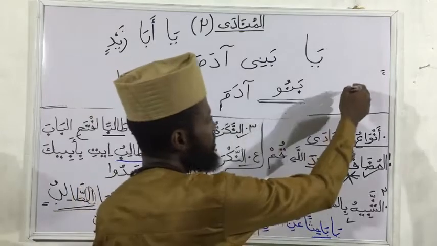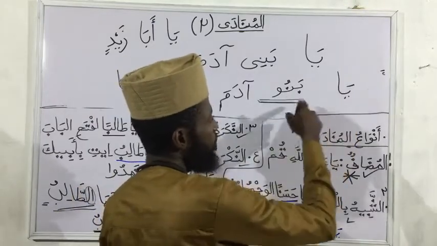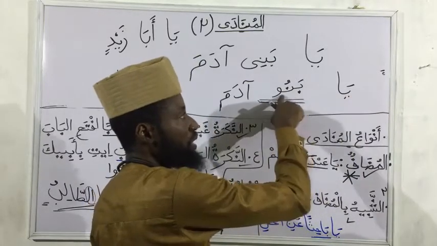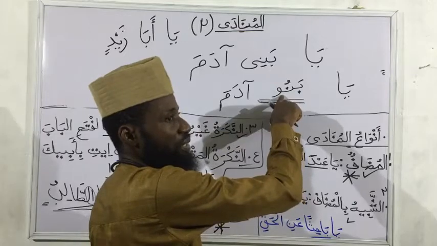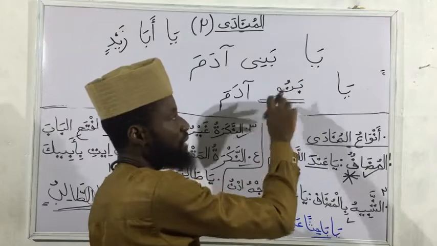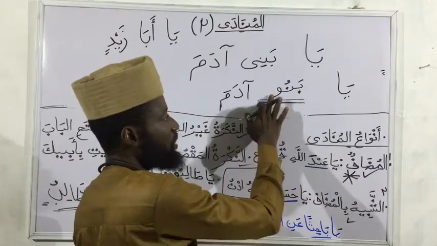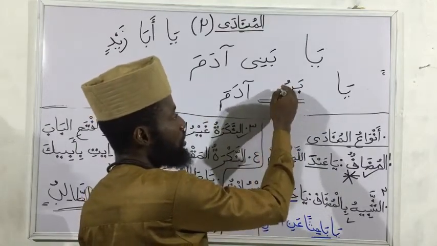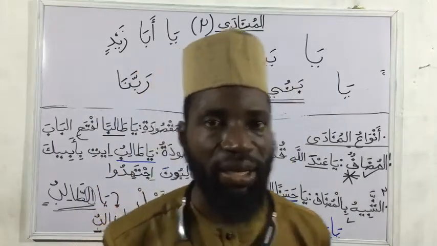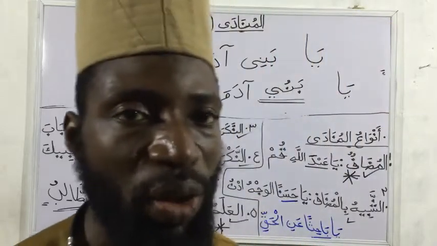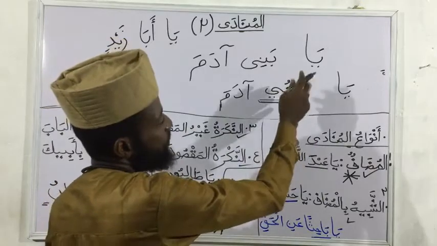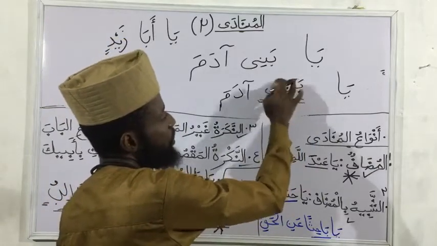Now when ya comes in on Banu Adam, you know this is still in rafun state. When ya comes in, it will change it to what? To nasbu state. So this rafun sign will change to the nasbu sign. So the nasbu sign will be what? Ya. Because jamu muzakkar salim and its mulhaq take rafun with wa, and they take nasbu with ya. So we change this to a ya, so it becomes what?